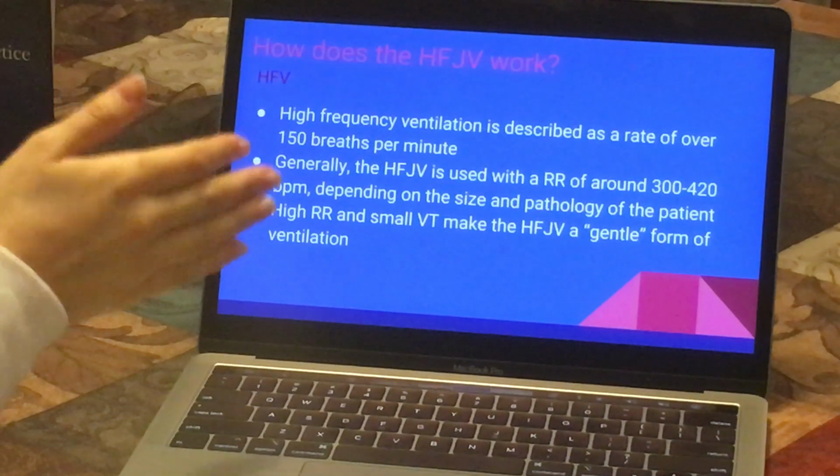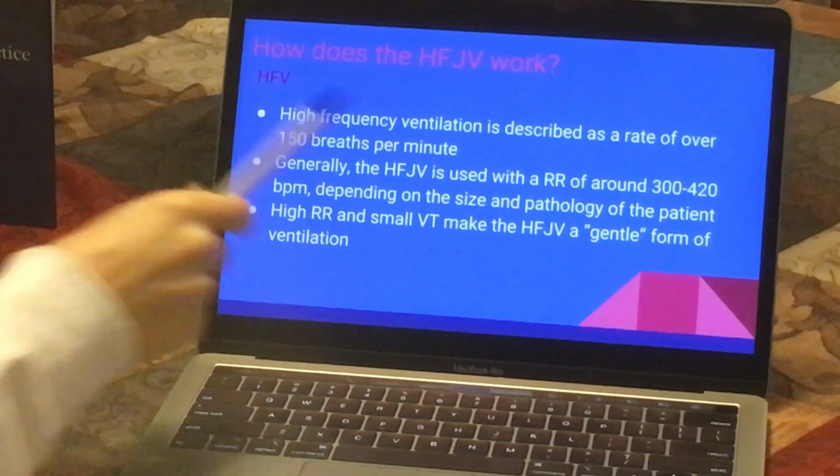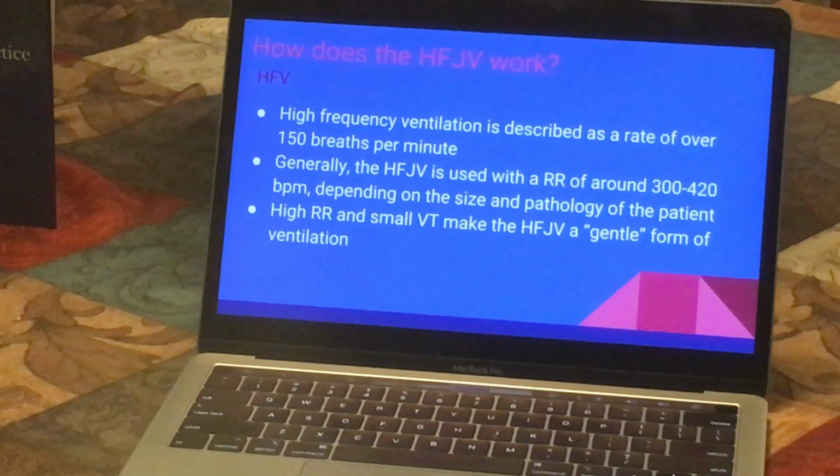Now, how does the jet work? High frequency ventilation is any type of ventilation that delivers more than 150 breaths per minute. Generally, we use about 300 to 420 on our patients on the jet, depending on their size, their gestational age, and their pathology.